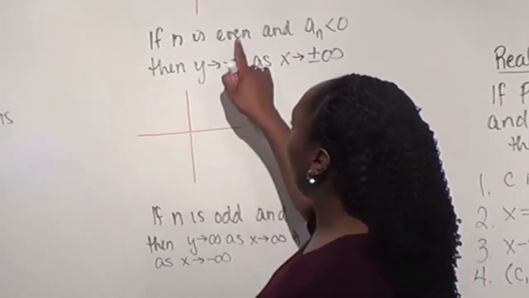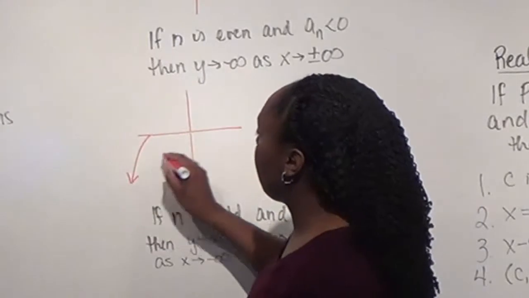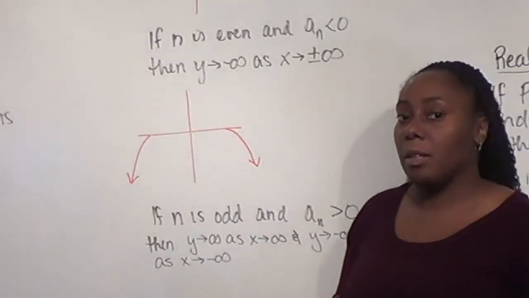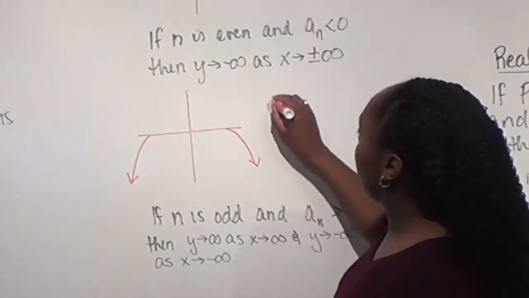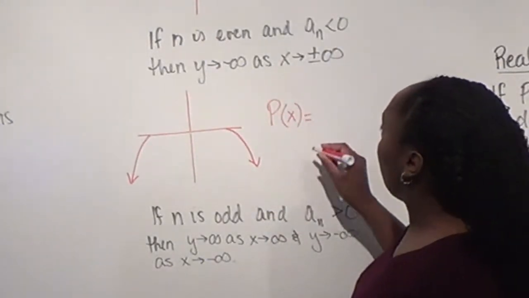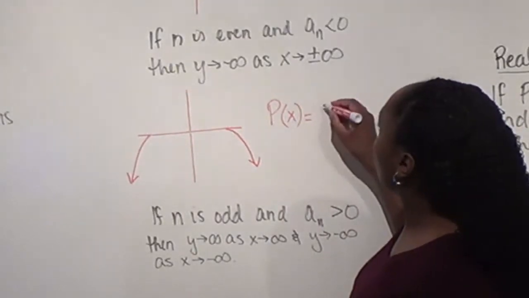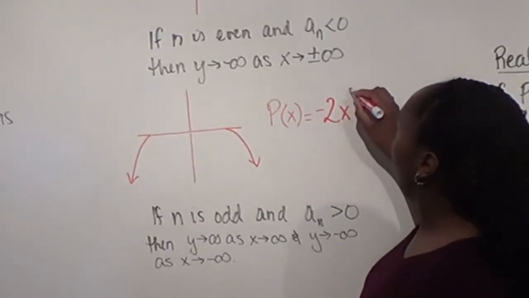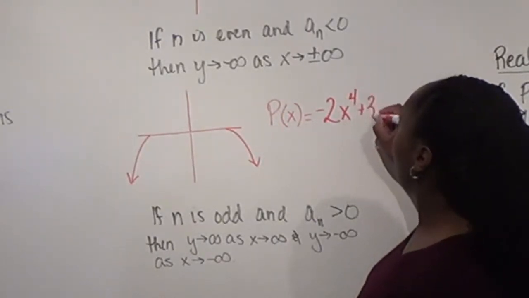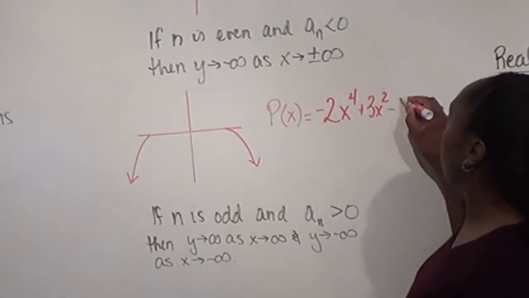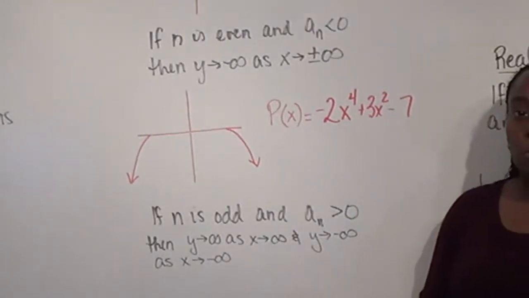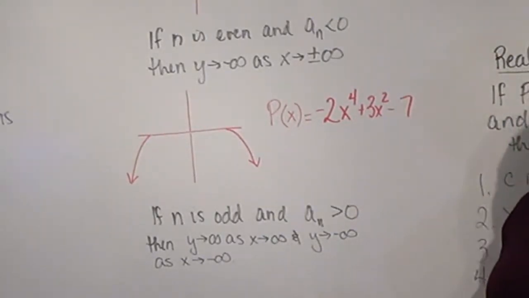If I have a polynomial where my n is even, then as I get further away from the origin, both of the ends are going to go towards negative infinity. Okay? And again, an example of a polynomial here would be something like, so I need a negative coefficient, so negative 2x to the fourth plus 3x squared minus 7. Okay? And notice for both polynomials, it doesn't matter what those remaining terms look like. All I care about is the leading coefficient and the degree of the polynomial.